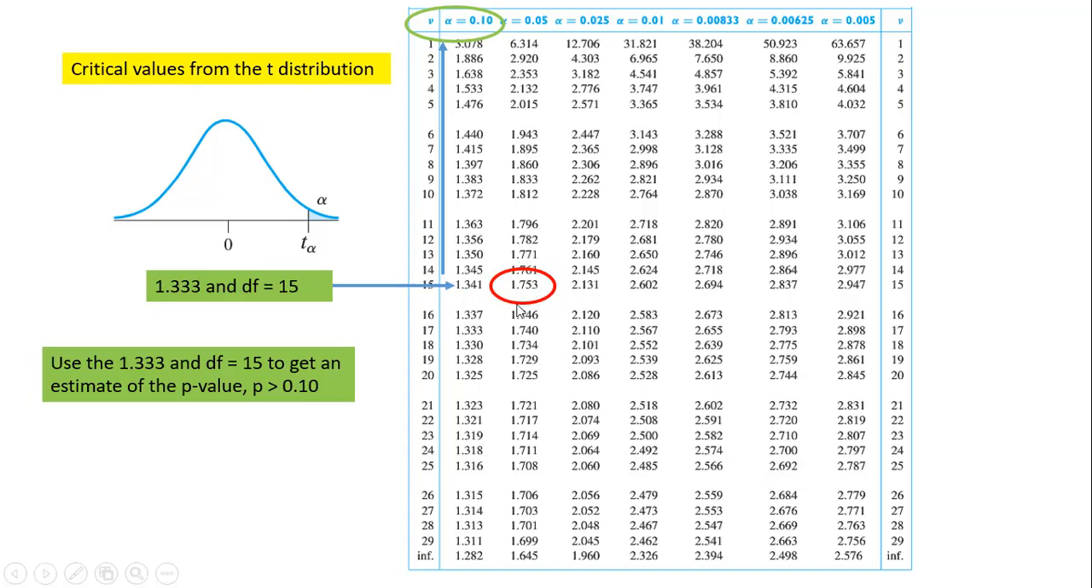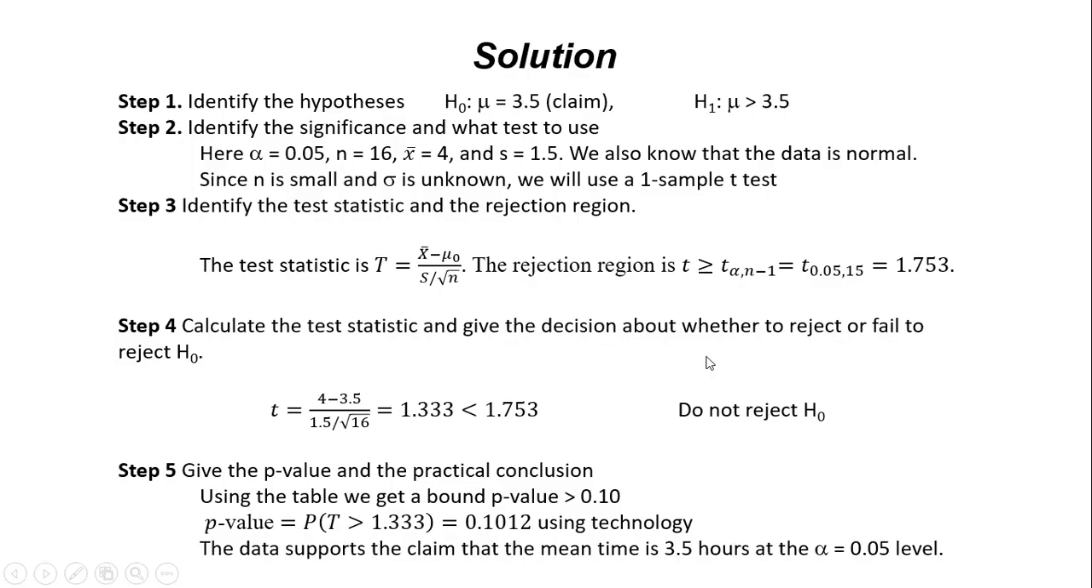So here we use this number in the red circle. Notice the degrees of freedom rho is 15 here and alpha is 0.05. So this tells us when to reject the null hypothesis. The idea is if our test statistic is greater than 1.753, we could think of it as this value here, then we will reject.